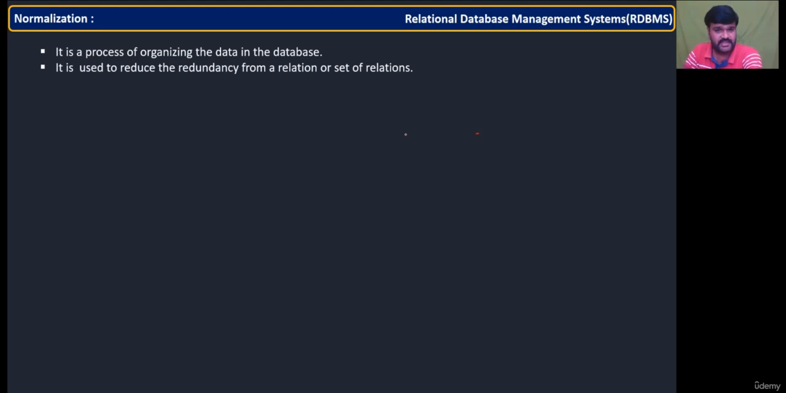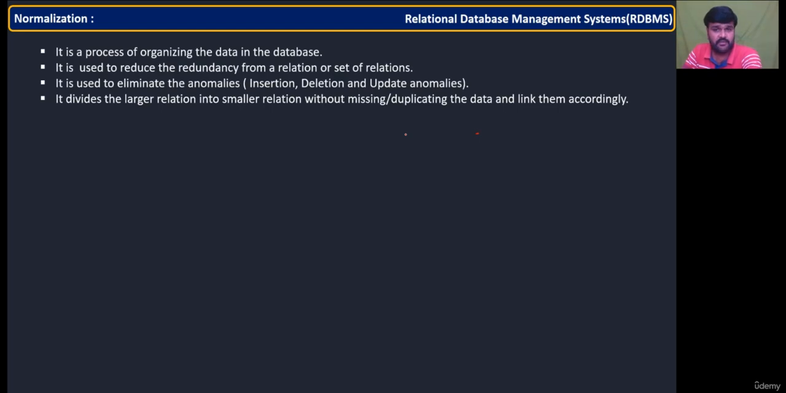It is used to reduce the redundancy from the relation or set of relations. So redundant data you can easily identify and eliminate, so that you can save the space. And very importantly, it is used to eliminate anomalies: insertion anomaly, deletion anomaly, and update anomaly. These things we have already seen clearly. By doing normalization, automatically we are going to eliminate these anomalies. Those things we will understand in the process.